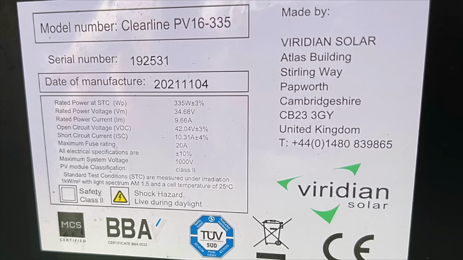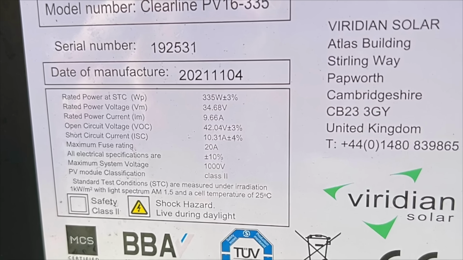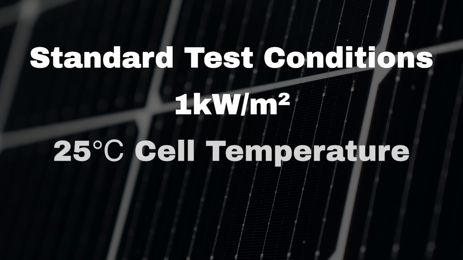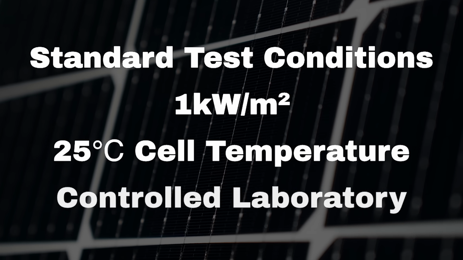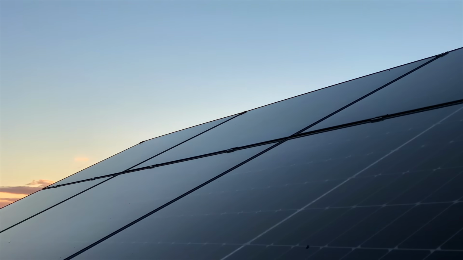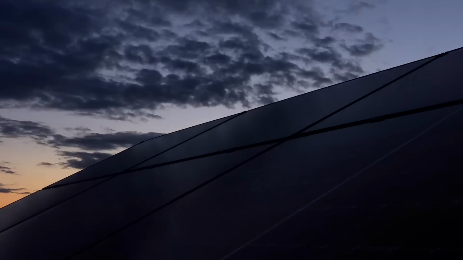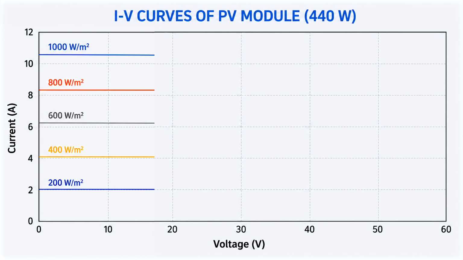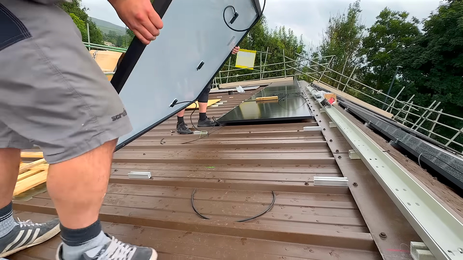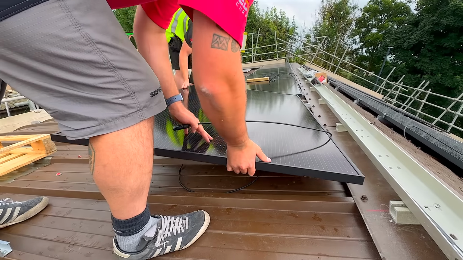Manufacturers provide these values on the datasheet, measured under standard test conditions: 1000 watts per square meter, 25 degrees cell temperature, controlled lab. And in many cases they'll go further, providing multiple IV curves showing how the panel behaves at different light levels. Not just one curve, a whole family of them, each shifting as the available light changes. But in the real world, it's not just light level that changes.